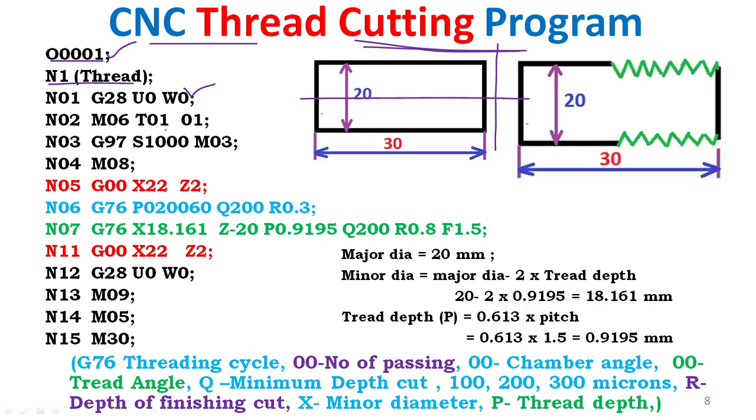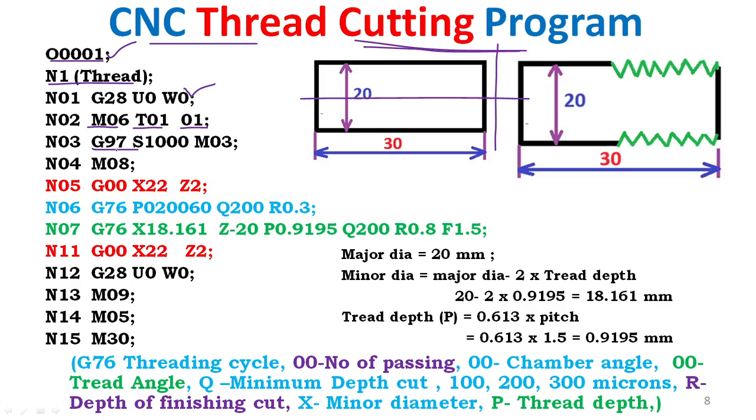Home position of the tooling. M06 T0101 is the change of tooling. M06 is tool changing. If you are using tool number 1, it means using tool 1. Suppose the fourth tool is the thread cutting tool, then you want to change the number to T0404.